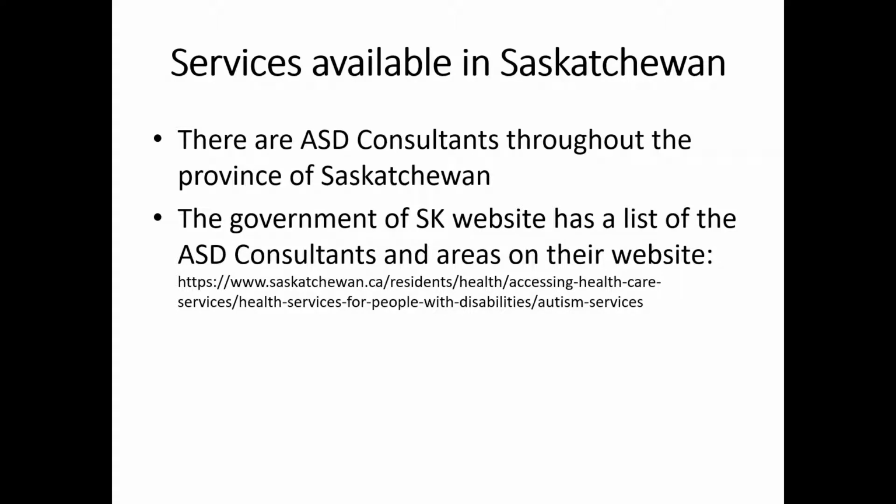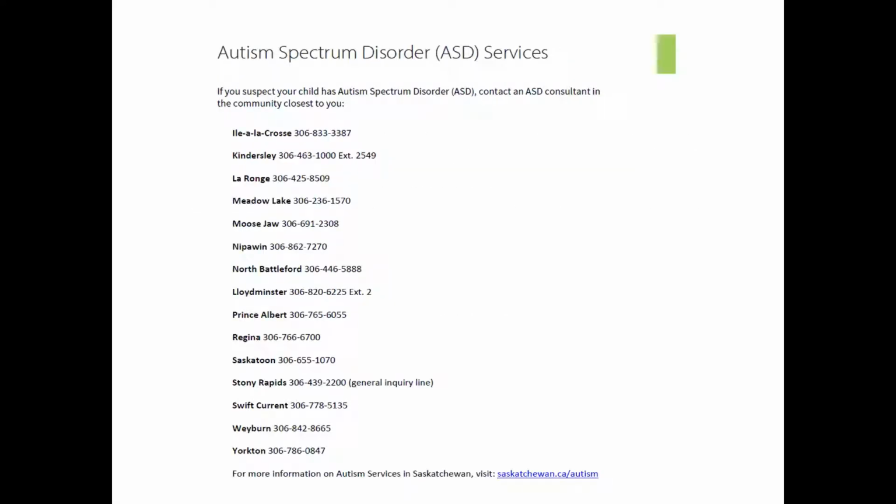And the Government of Saskatchewan website has a list of the autism consultants and their contact information in the different areas. Here is the current list as of today, which is July 29th, 2022. This is the current list on the Government of Saskatchewan website. It lists the main hubs throughout the province and then the phone number to call in order to get connected or to request speaking with an autism spectrum disorder consultant. I'd also encourage you to connect with your local family doctor and to let them know if you have concerns about autism spectrum disorder, and they will also be able to refer you to your autism consultant and to other assessors and supports available in your community.